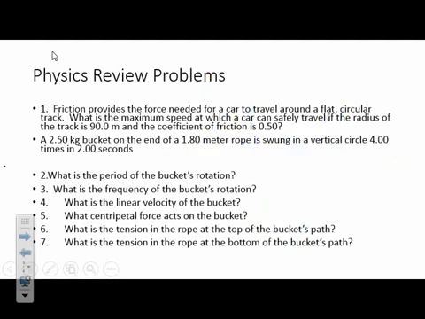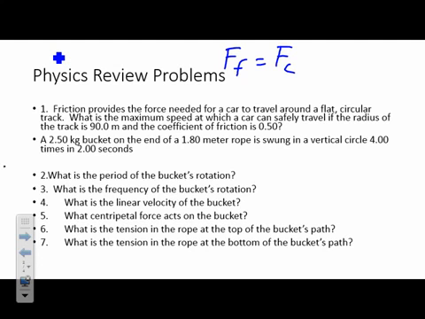So let's work a couple problems. First one, friction provides the force needed for a car to travel around a flat circular track. What's the maximum speed at which a car can safely travel if the radius of the track is 90 meters and the coefficient of friction is 0.5? You got to remember on a problem like this that the friction force is acting as the centripetal force. So you have to say FC equals FF, like so.